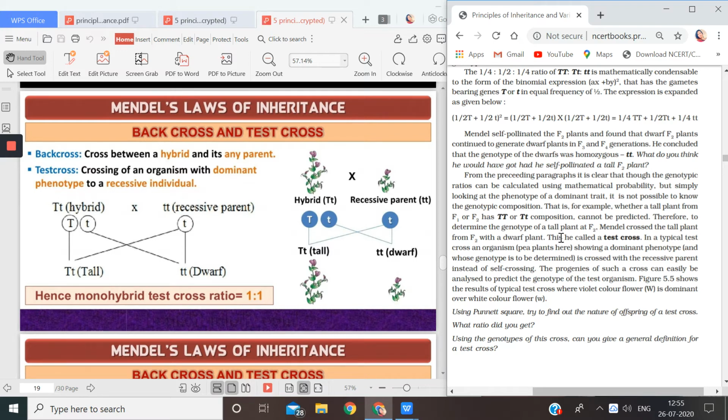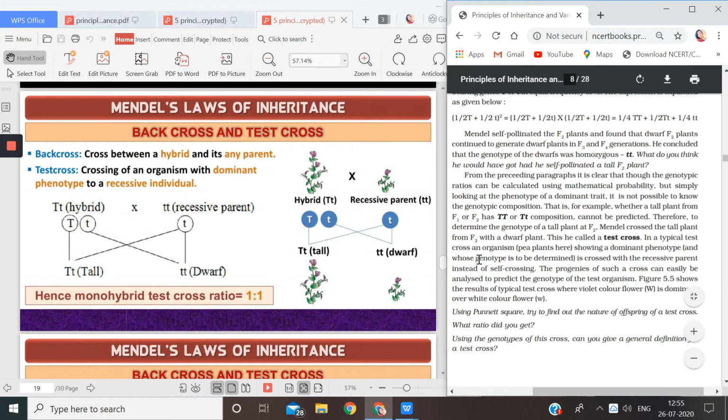test cross. So what he did was he crossed hybrid tall, because in the F2 generation, the tall plants were hybrid. So he took a tall plant, and he crossed that tall plant with a dwarf parent or recessive parent. That means he took one parent from the F2 generation and the other parent was taken from the top, from the beginning, right? So this type of cross is known as test cross.